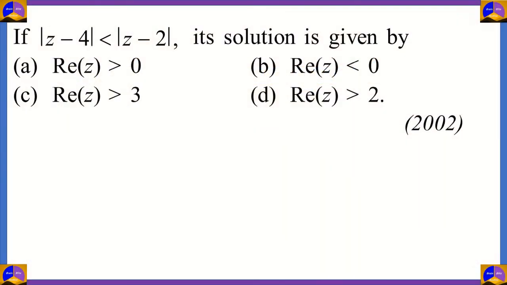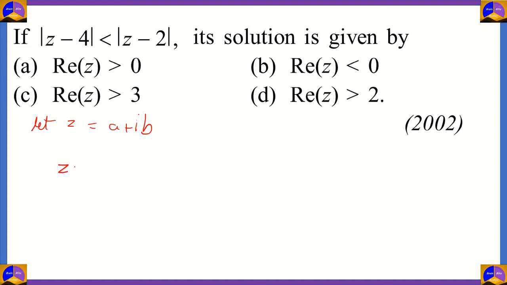Here comes our first question. If modulus of z minus 4 is less than modulus of z minus 2, its solution is given by. So we need to find which of the values of the real part of z is correct for this question asked in 2002. So how do we solve this question? First, we'll consider z to be a complex number of the form a plus ib.